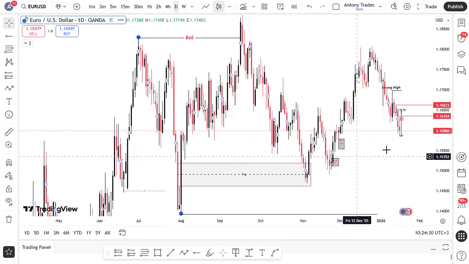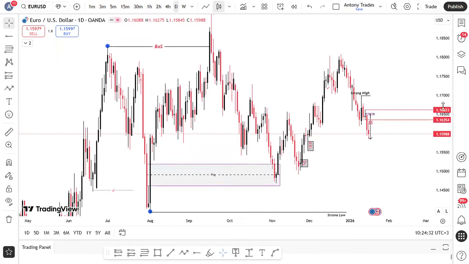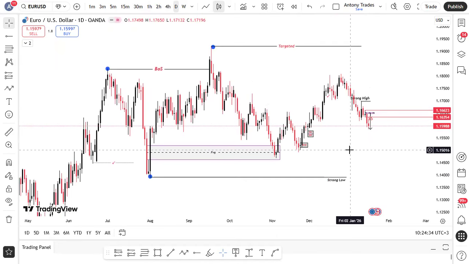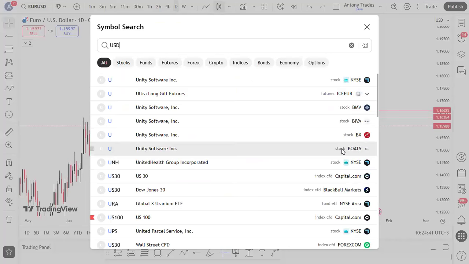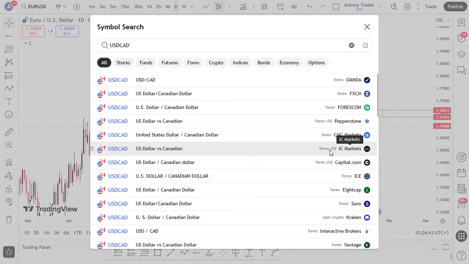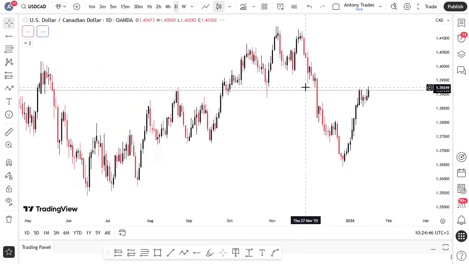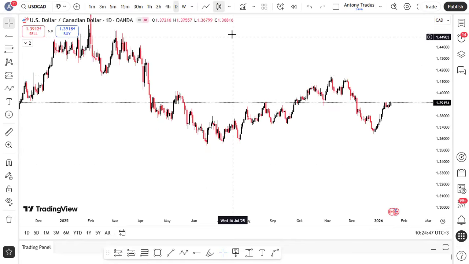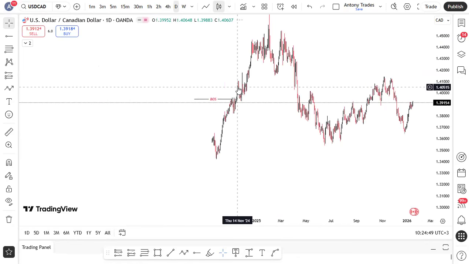So that being said, I think someone requested me to do an analysis on, which pair was that? I think USDCAD, if I'm not wrong. Someone requested me to do an analysis on USDCAD. So quickly, let us look at the USDCAD.